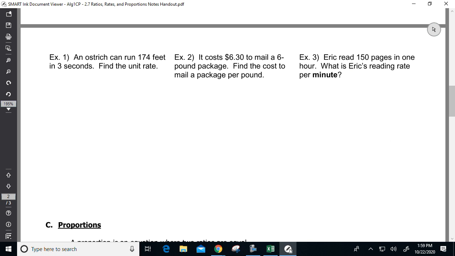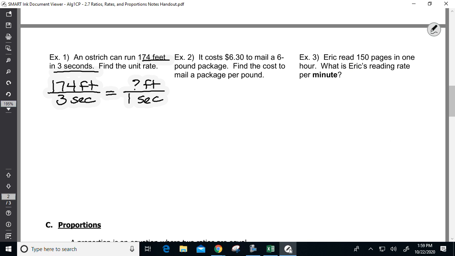So in this case, 174 feet in 3 seconds. 174 feet divided by 3 seconds. You want to know how many feet this animal can run in 1 second. You want to know what he can run in 1 second. So that means 58. It's 58.